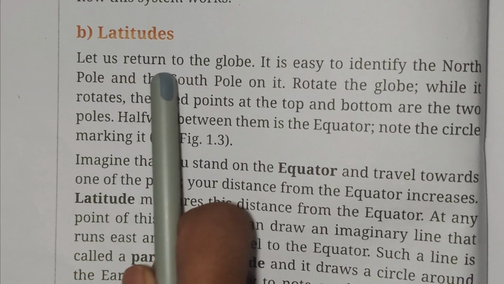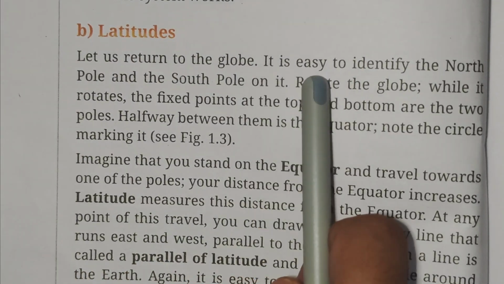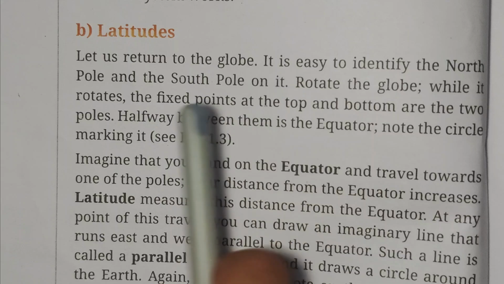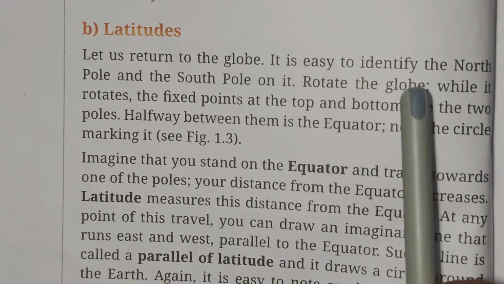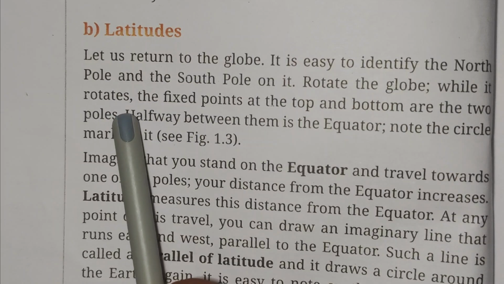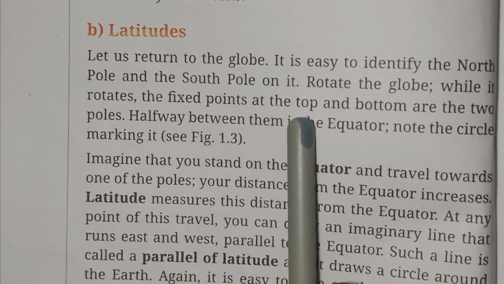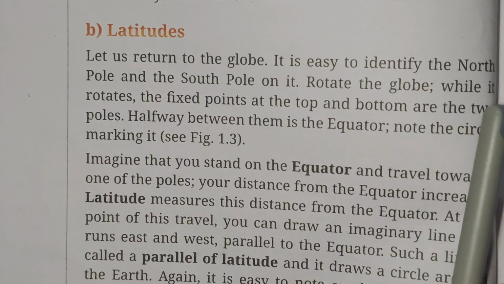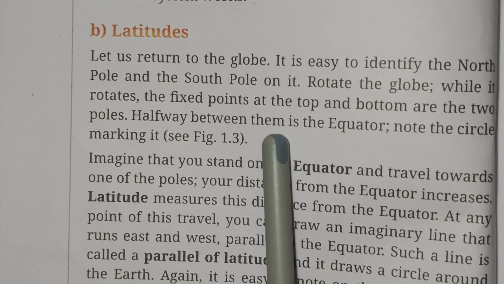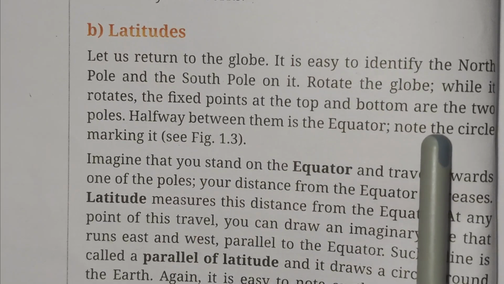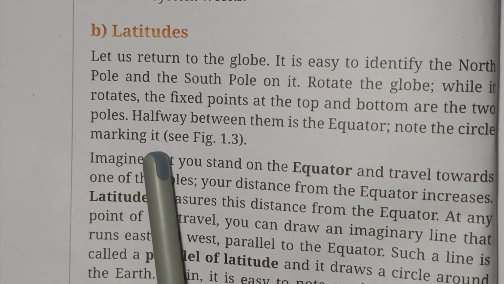Latitudes. Let us return to the globe. It is easy to identify the North Pole and the South Pole on it. Rotate the globe. While it rotates, the fixed points at the top and bottom are the 2 poles. Halfway between them is the equator. Note the circle marking it.